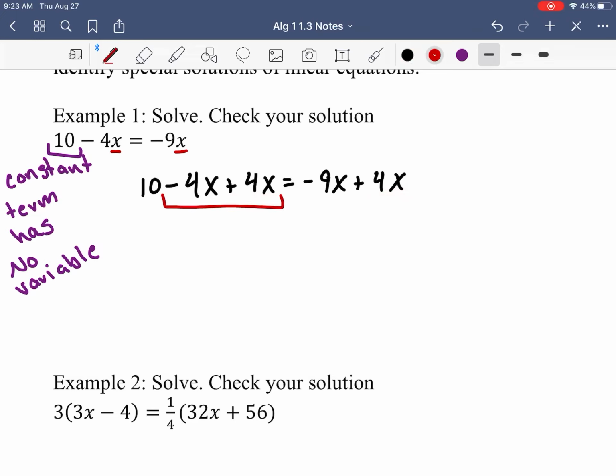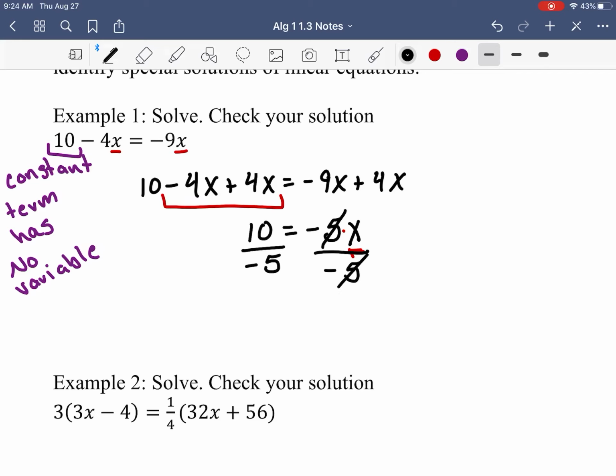So now we notice subtract 4x, add 4x gives me 0. On the left side, I'm just left with a 10. And on the right side, I have negative 9x plus 4x, which when I take negative 9 and add 4, gives me negative 5x. Now we look at the side with my x. There's my x right there. I'm multiplying it by negative 5. I want to get the x by itself, so I'm going to divide both sides by negative 5.